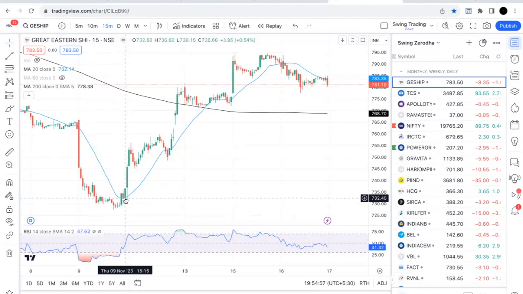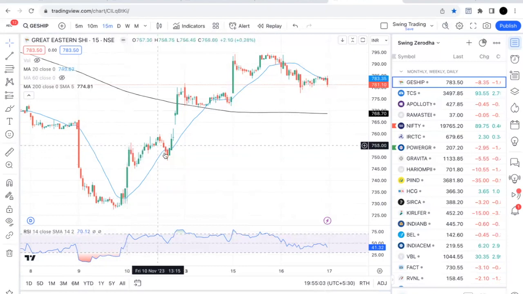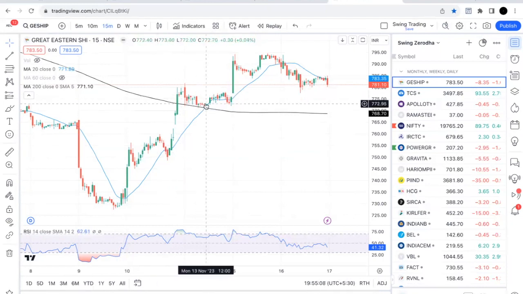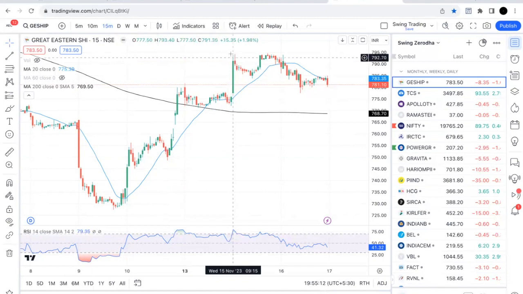So, for example, here's another one. The price moved up far away from the 20, but then it came back close to the 20. Moved up away from the 20, came back close. So if the price has moved up like this, I don't want to enter because I know it's going to come back down. The price is coming back down and coming close to the 20.